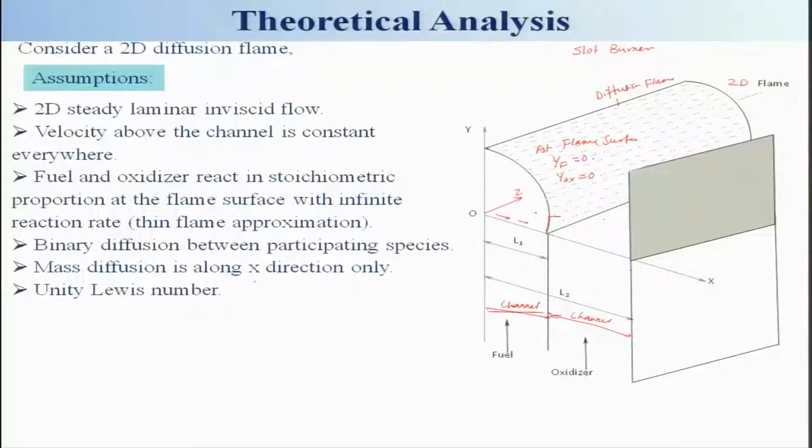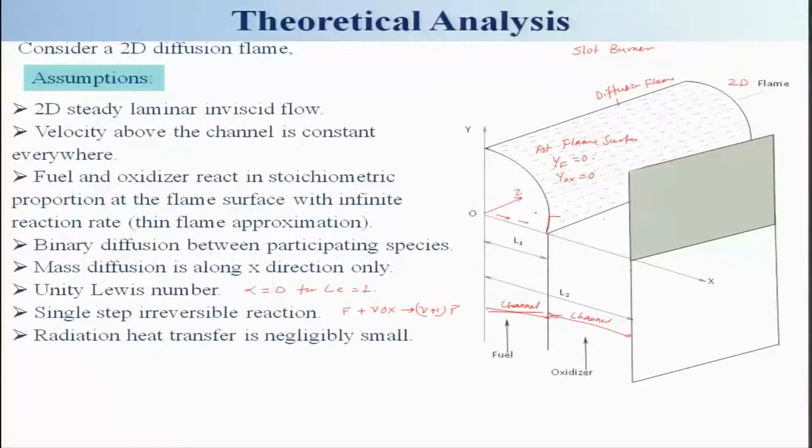And unity Lewis number means basically alpha, that is thermal diffusivity, is equal to mass diffusivity. That means Le is equal to 1. And single step chemistry means 1 mole of fuel is reacting with nu moles of oxidizer going to the product of nu plus 1 kg of the product.